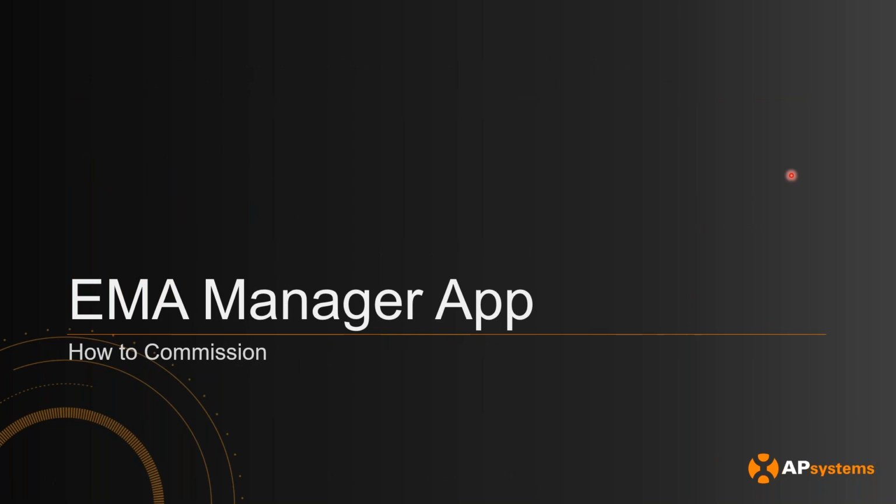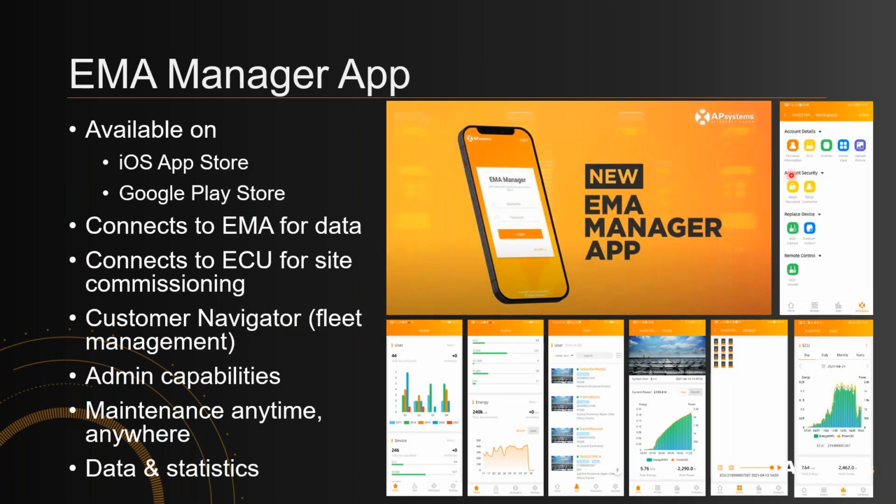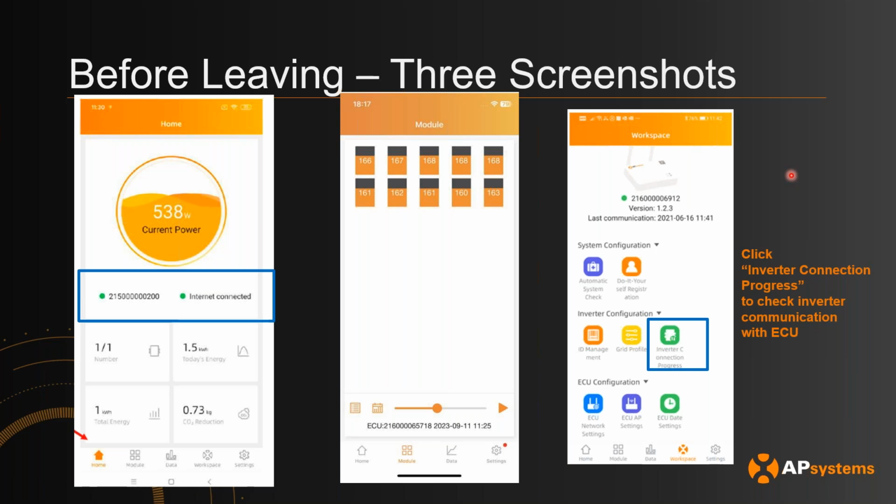On the EMA Manager app, that's basically the same app that you use to set up the microinverters for the DS3s. Same app you would use for the QT2s. So in general, I think this is also helpful for residential installs. I recommend taking 3 screenshots before you leave the site after you scan the microinverters.